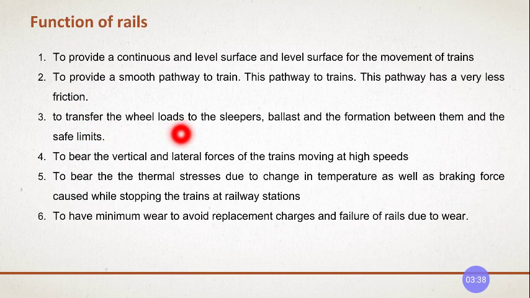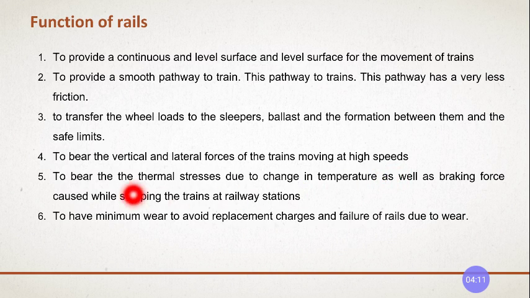To transfer the wheel load to the sleepers, ballast and formation below them. It will transfer the loads to the sleepers, which will transfer the load to the ballast, and that will transfer the load to the subgrade or formation. It should be able to bear, meaning withstand, the vertical as well as the lateral forces of the train moving at a high speed.